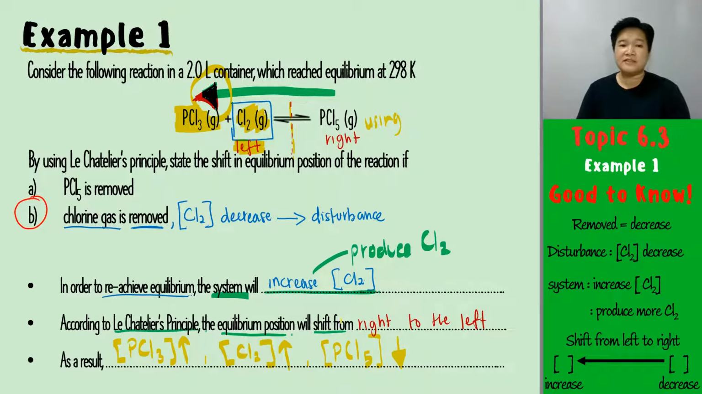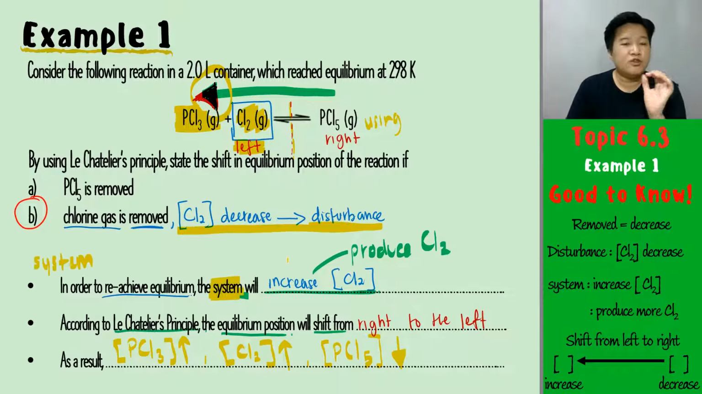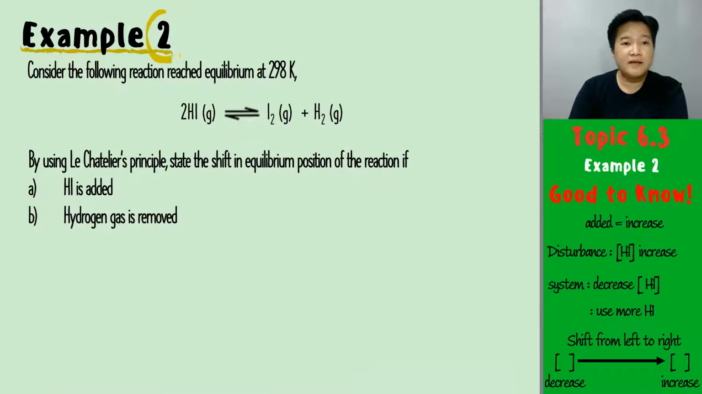So the very first thing that you need to know is your disturbance. What is your disturbance? Your system will always try to go against the disturbance to re-achieve the equilibrium, to maintain the equilibrium. Okay? Always remember that. So let's try another question very quickly.